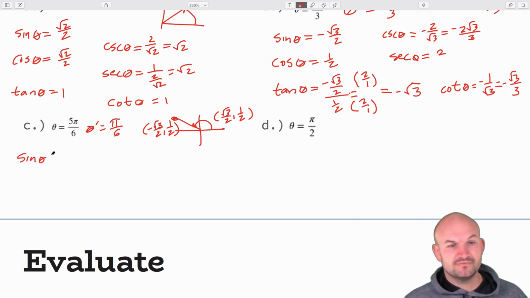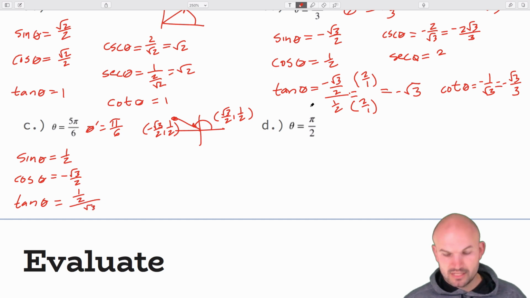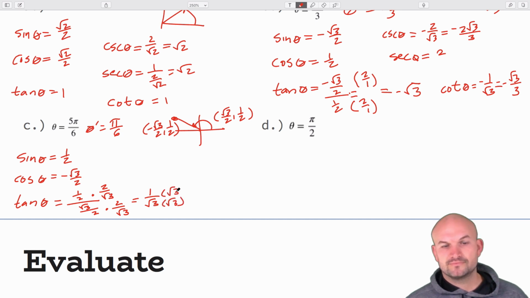So the sine of theta equals positive 1/2. Cosine of theta equals negative square root of 3 over 2. And the tangent of theta is going to be 1/2 divided by square root of 3 over 2. Now, I'm going to do this one more time. Multiply by the reciprocal. The 2's divide out. You're left with 1 over square root of 3. Then you can rationalize the denominator, and you're going to get square root of 3 over 3.